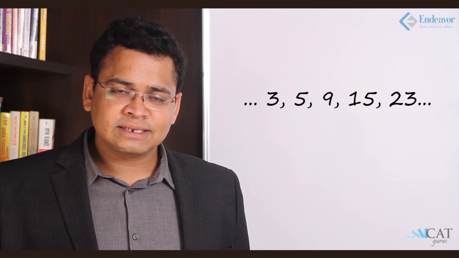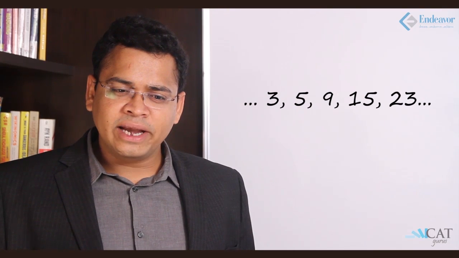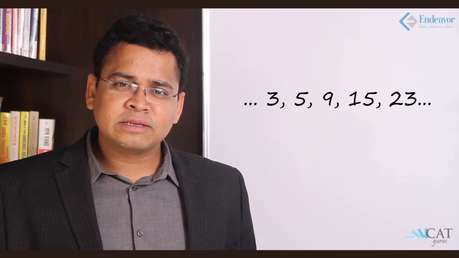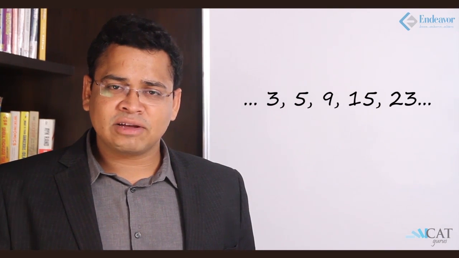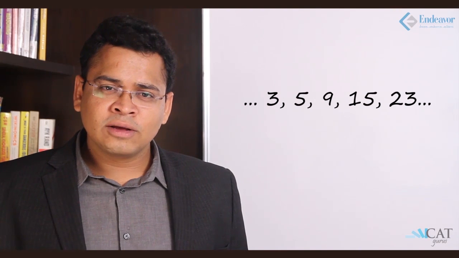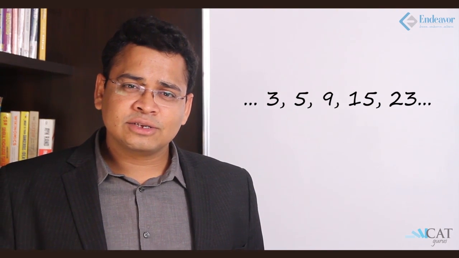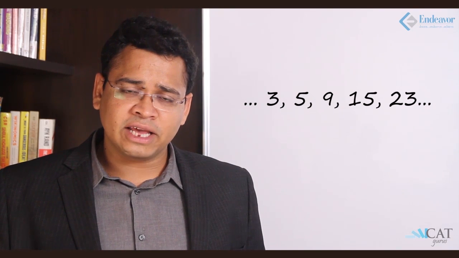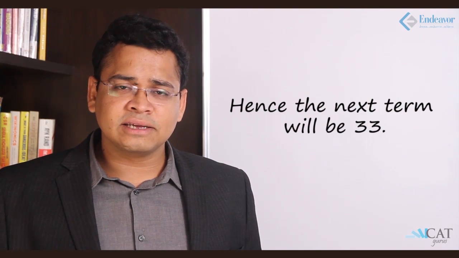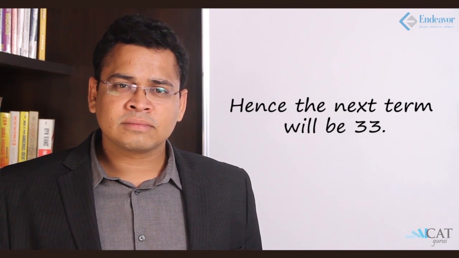Here the series, the last one that is given is 23. The previous gap, say for example 3 and 5 was 2, 5 and 9 was 4, 9 and 15 was 6, 15 and 23 was 8. So 23 and the next one should have a difference of 10. So the answer is 33, which is the right one.